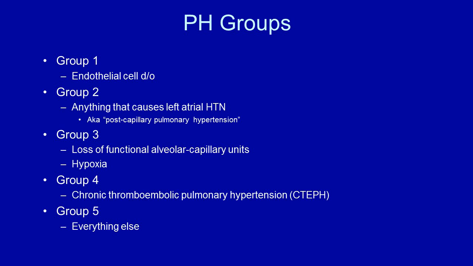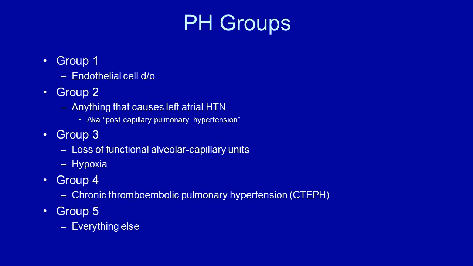Group 2 is anything that causes left atrial hypertension, anything from systolic or diastolic heart failure to valvular disease. Basically, what's happening in this category, the left atrial pressure is pushing back into the lungs and causing the right ventricle to have to generate more force to push the blood through the lungs. This is also known as post-capillary pulmonary hypertension.